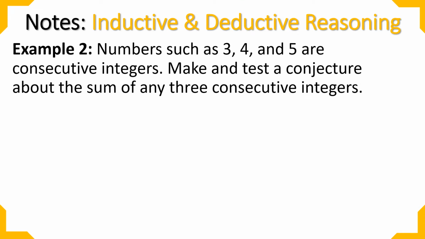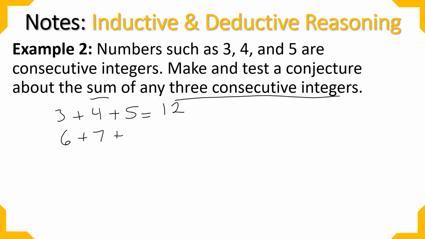So what we're going to do is look at some examples, and find the sum of those 3 consecutive integers. We're going to see what happens. So let's start with the ones they give us. 3, 4, and 5. When we add 3, 4, and 5, we get 12. Let's try another example. So maybe 6, 7, and 8. When we add 6, 7, and 8, we get 21. Let's try another. How about 9, 10, and 11? 9 plus 10 plus 11, that gives us 30.